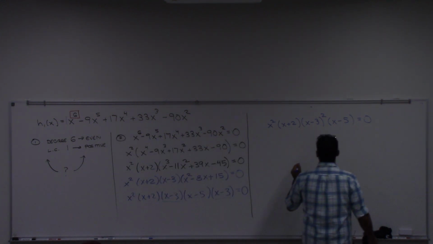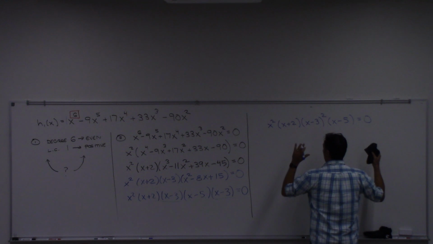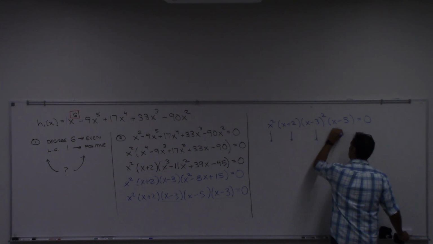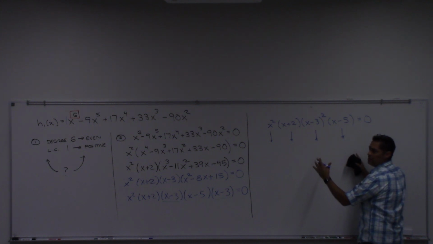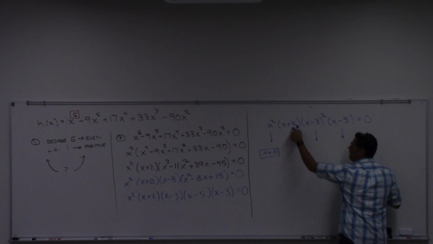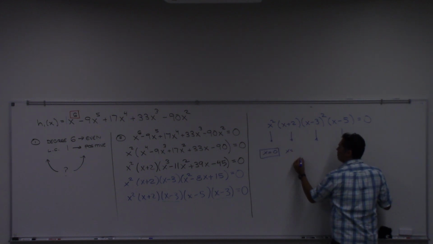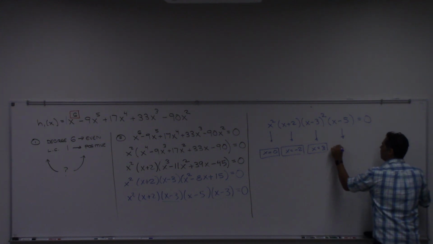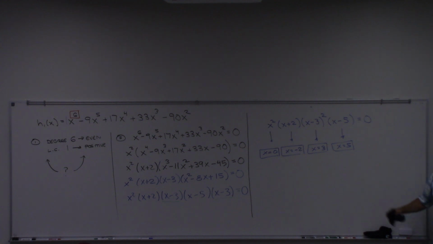All right, so what do I do now? I've got it completely factored. I set each factor equal to 0, right? If you set that equal to 0, you get x is 0. If you set that to 0, you get x is -2, not +2. And then if you set that to 0, you get x is 3. You set that to 0, you get x is 5. These are my x-intercepts, right?